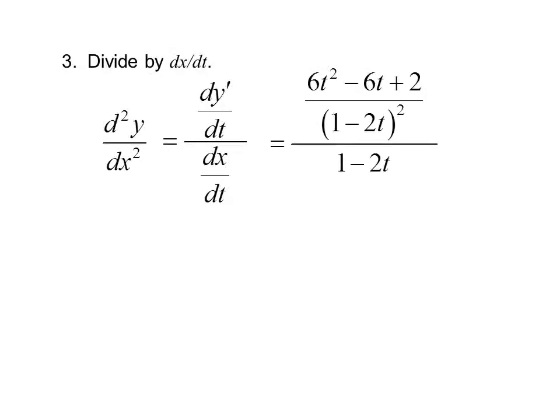Step 3 is to divide by dx/dt. So d squared y over dx squared equals dy prime/dt over dx/dt. Or in this case, 6t squared minus 6t plus 2 over 1 minus 2t quantity squared divided by 1 minus 2t. Simplifying, we get 6t squared minus 6t plus 2 over 1 minus 2t quantity cubed.